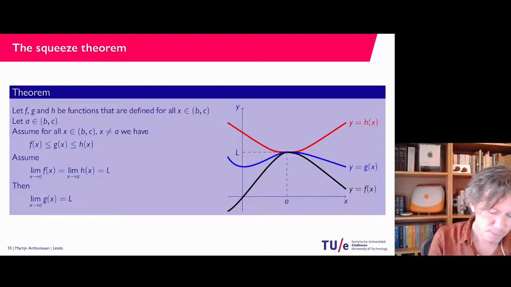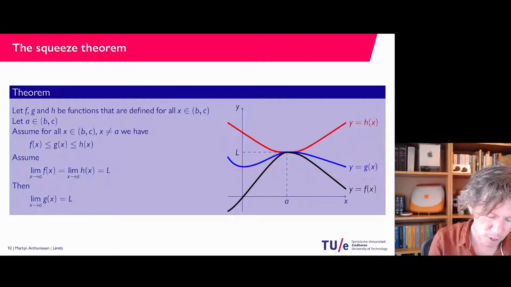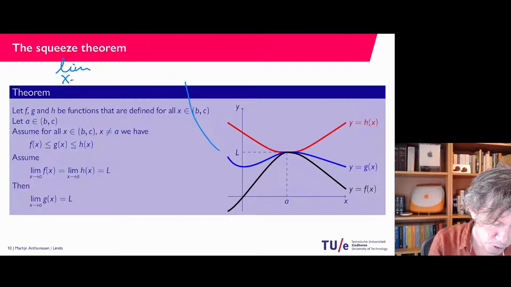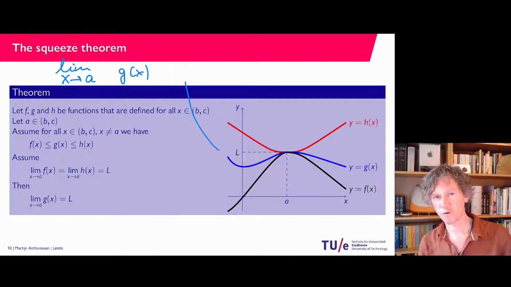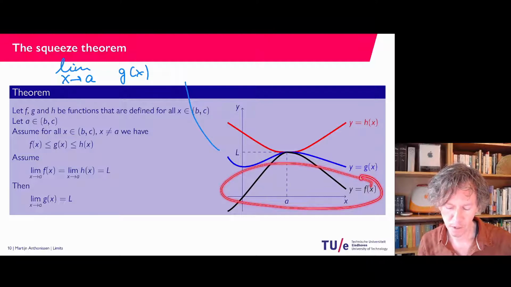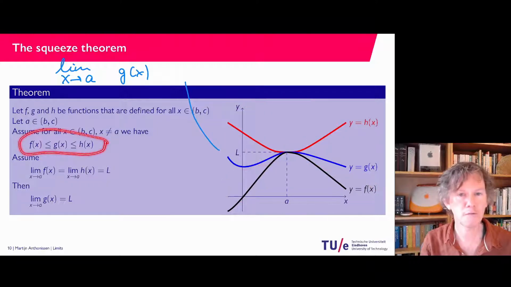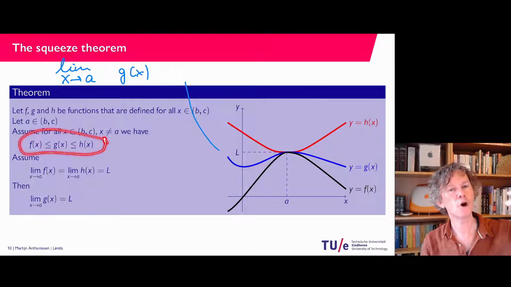The idea here is that we have a limit with a function g(x) that is difficult. What we are trying to find, for the blue function, is the limit of g(x) as x goes to a. But g(x) is a difficult function, so we cannot directly do that. Now the idea is to find a black curve f(x) and a red curve h(x), such that g(x) is always in between f and h. So we're basically looking for a lower bound and an upper bound, for which it's easy to find the limit.